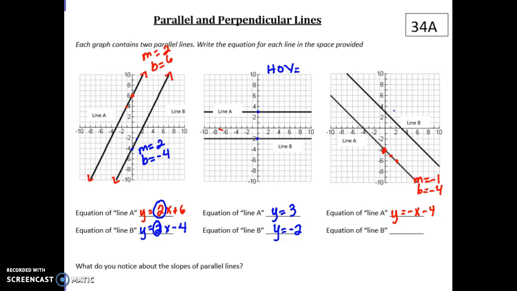All right, and then if I look over here at line B, I've got +3. So if I look at that, my slope is also -1. So I've got y equals -x plus 3. So what we notice is that parallel lines have the same slope. Let's write that in our notes. Parallel lines have the same slope.